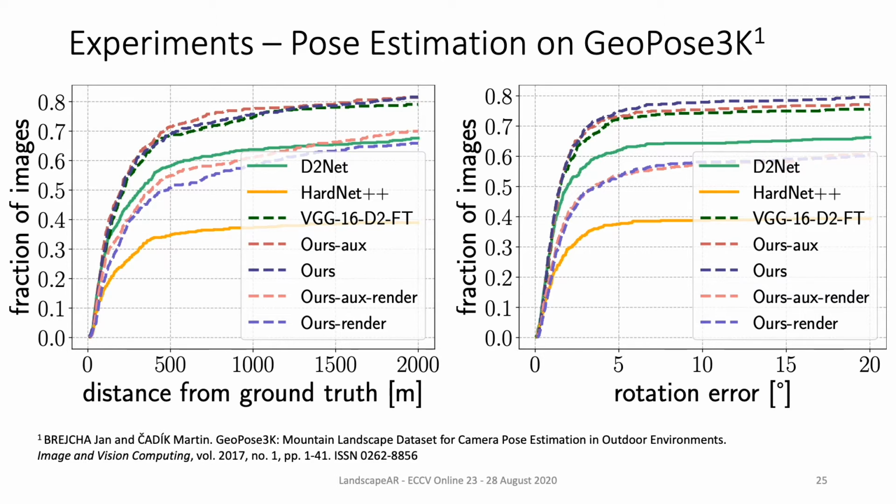Please note that our approach surpasses the original HardNet and the state-of-the-art D2-Net by a large margin. Also, although the VGG16D2FT, denoted here as the dashed green curve, is the VGG16 pre-trained using D2-Net and then fine-tuned on our data, our much smaller two-branch network trained from scratch seems to perform still a bit better.